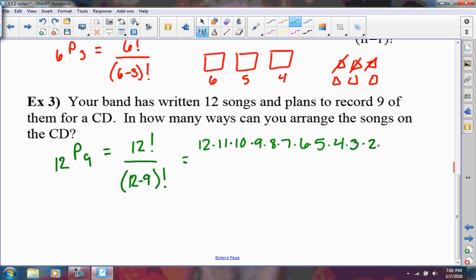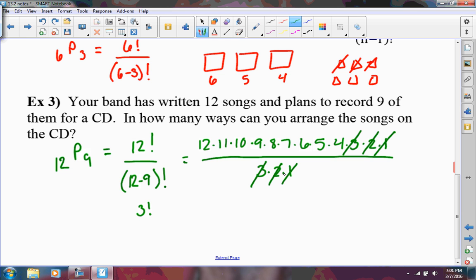3 times 2 times 1. There we go. All over. Now 12 minus 9, that's 3. So our denominator is really 3 factorial, 3 times 2 times 1. So you're going to have 3 songs left over that you're not going to be able to put on your CD. Now the 3 times 2 times 1 will cancel here with the 3 and the 2 and the 1.